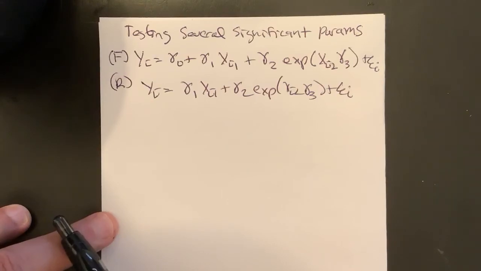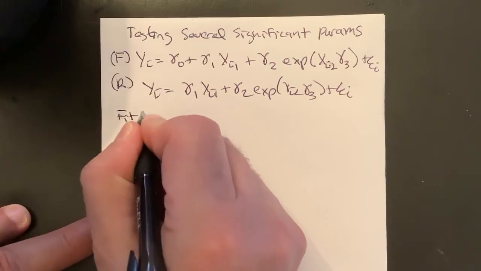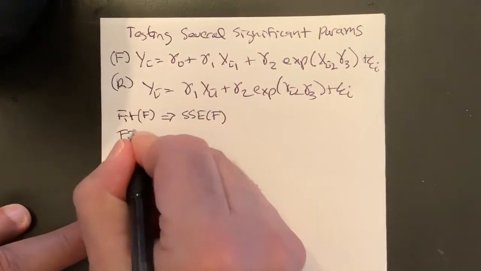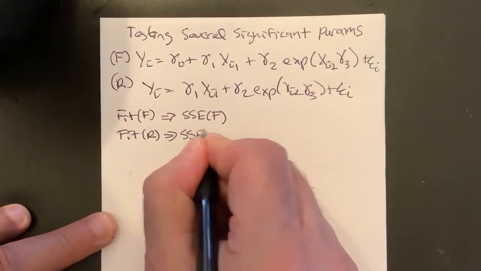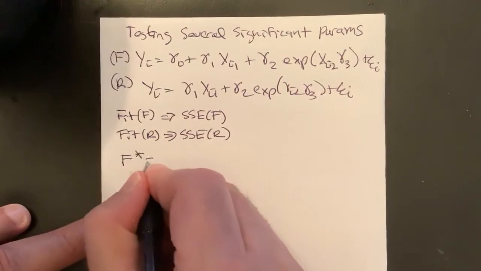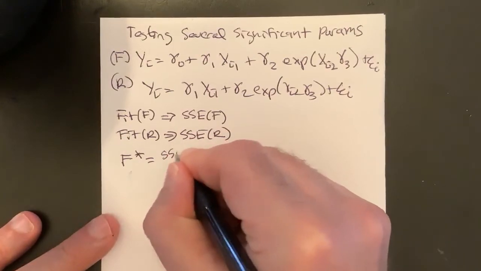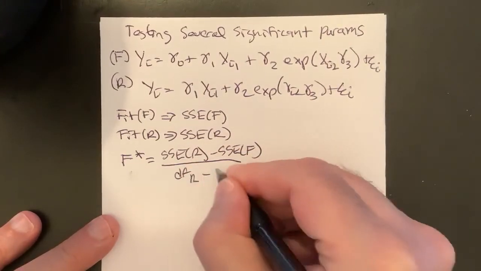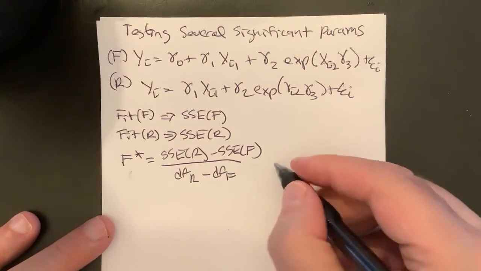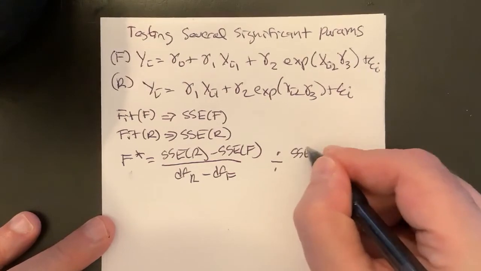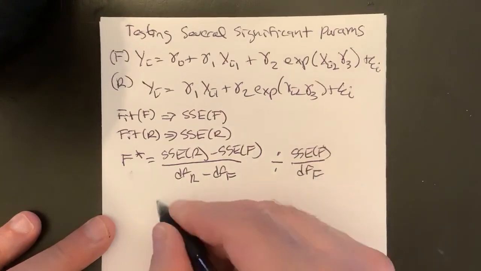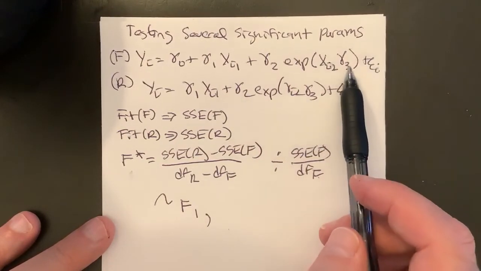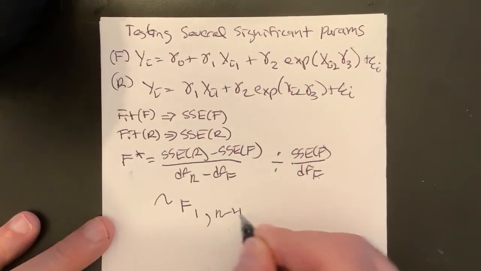Well, something like this I could do by just fitting, so you fit F, and that leads to SSE F. Fit R, that leads to SSE R. And then let F star equal SSE R minus SSE F over DF R minus DF F, which in this case would be 1, divided by SSE F over DF F. And this is F distributed with 1 and, in this example, n minus 4 degrees of freedom.